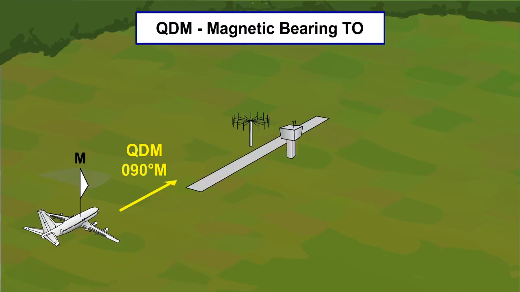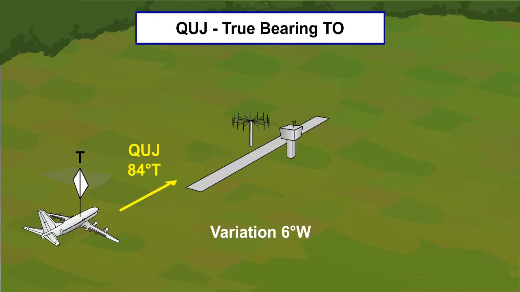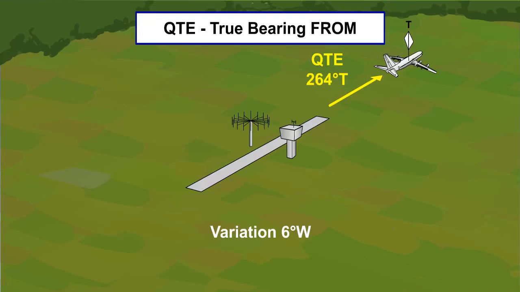Four types of service are provided by the ground station, depending upon the request from the pilot. The services have the following designators. QDM, this gives the magnetic track to the station. QDR, this gives the magnetic bearing from the station. QUJ, this gives the true track to the station, and QTE gives the true bearing from the station.